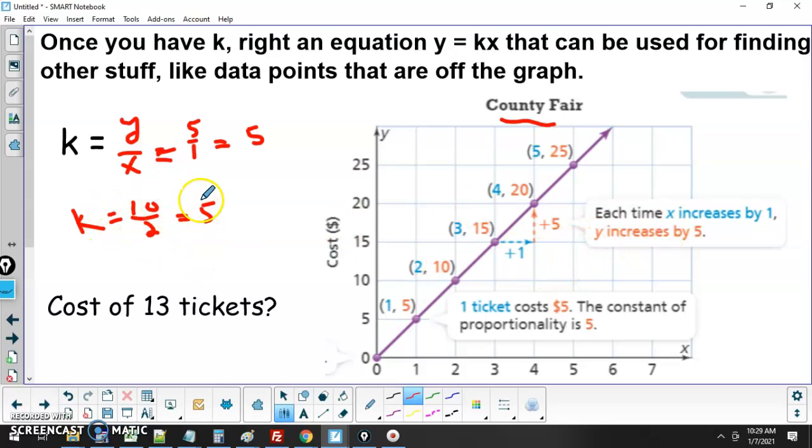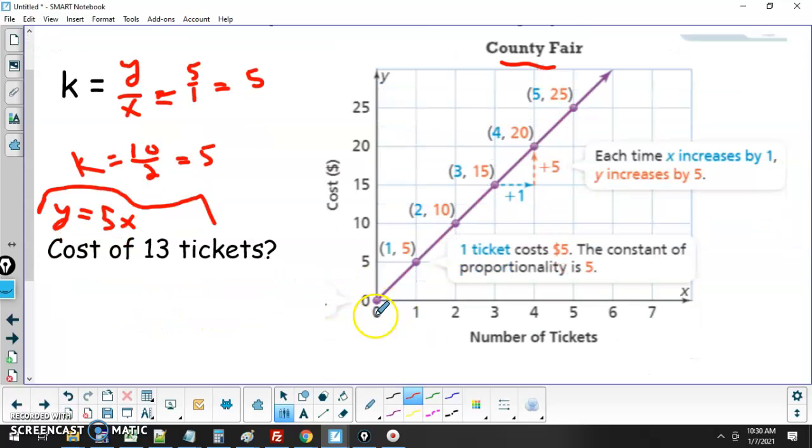Okay. Now that we know what the constant of proportionality is, we can write an equation to describe this graph. And that equation is a very powerful thing. Okay, the equation would look like y equals 5x. Okay, and with that equation, we can figure out the cost of 13 tickets. Okay, so tickets is on the x variable. So we could substitute the 13 in for x, and we would do 5 times 13, which is equal to 65. So it would cost $65 for 13 tickets.